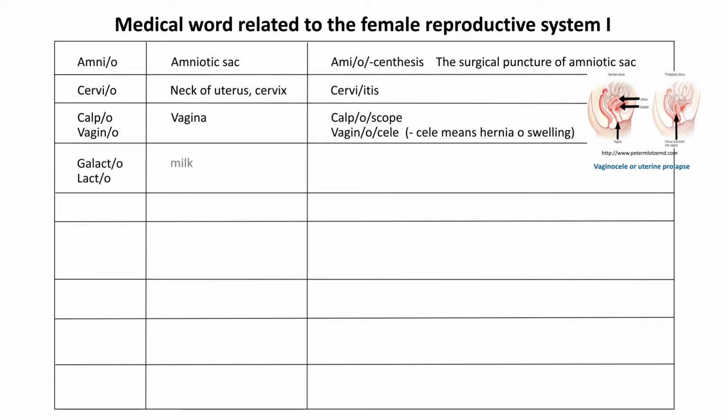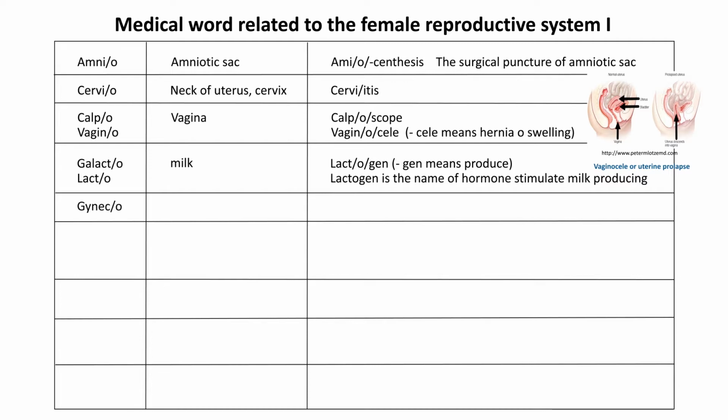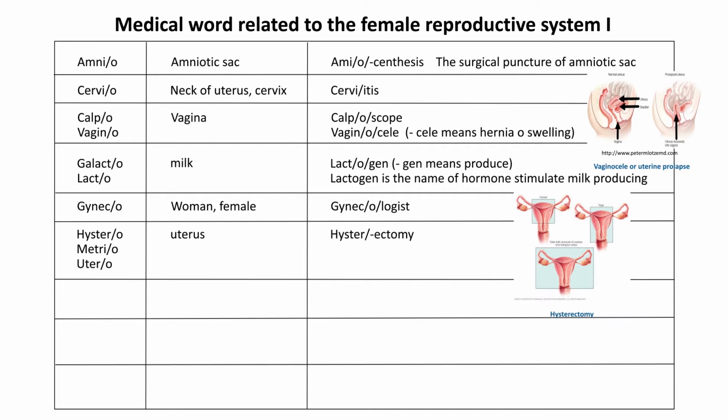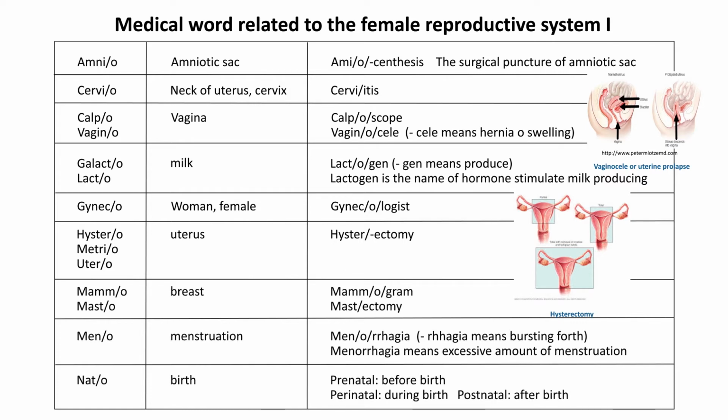Galacto or lacto means milk. So lactogen is the hormone that stimulates milk production. Gyne or gynec means woman or female. So gynecologist means the specialist in women's diseases or genitalia diseases. Hystero, metri, and uter mean uterus. Hysterectomy means cutting the uterus out. You can guess the meaning of mammogram and mastectomy from this slide too.